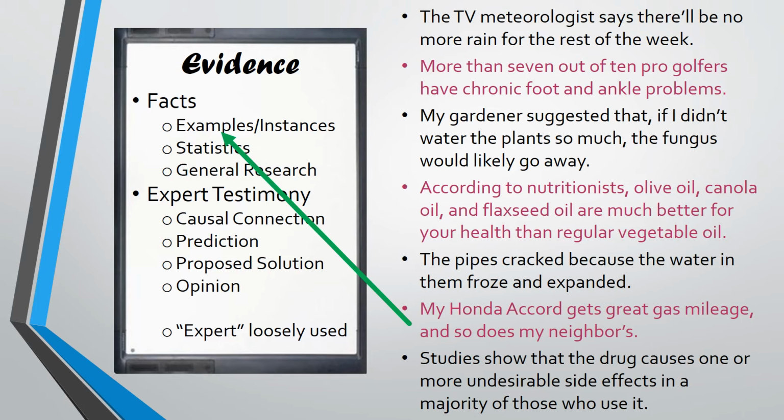Well, this isn't a statistic. There are no numbers, and there is no population. Neither is it examples or instances. The side effects are simply mentioned. We're not told about specific people who have experienced those side effects. We're not even told about specific side effects. So we have a factual claim that is neither an example nor a statistic. So it drops by default into the general research category. Well, that was fun, but we really must move on to our last two types of evidence.